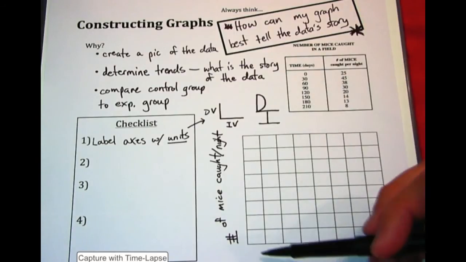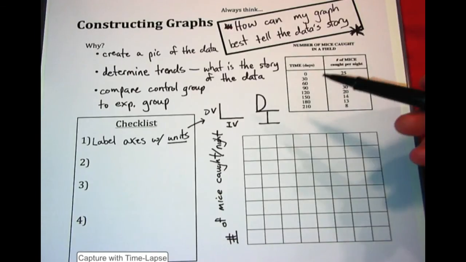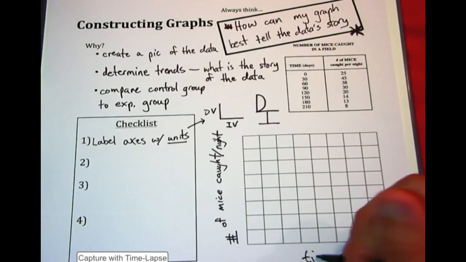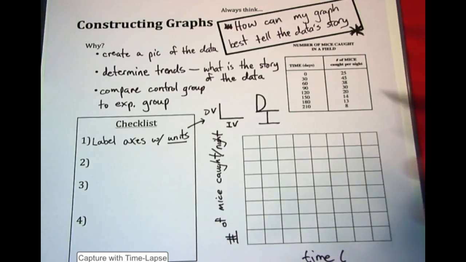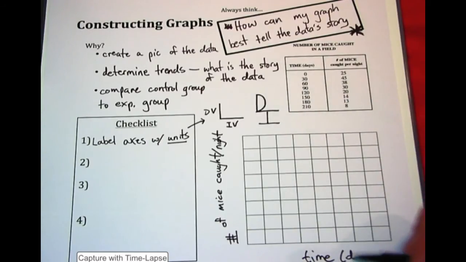Now they were measuring this over time, and so that is our x-axis. Almost always you will have time on your x-axis whenever we're graphing something. So time is our x-axis, and we want to include the units of time: not seconds, not hours, but days.